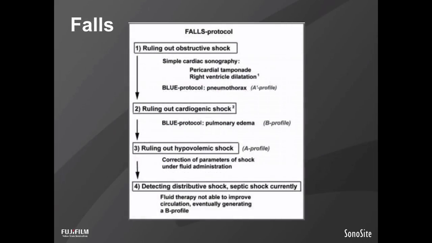This is a highly accurate protocol with sensitivities in the 80 to 90, high 90% range. And similarly, another great protocol is the false protocol. This tool is helpful in assessing the cause of shock by adding a focused cardiac ultrasound to the focused lung ultrasound introduced in the blue protocol. The focused cardiac ultrasound here assesses for right ventricular size in comparison to left ventricular size, as well as assessment of effusion and tamponade.